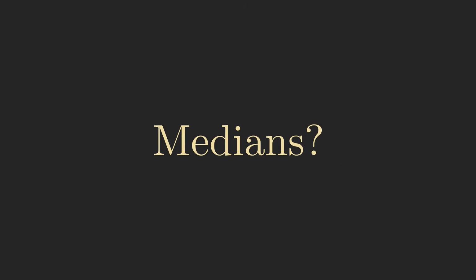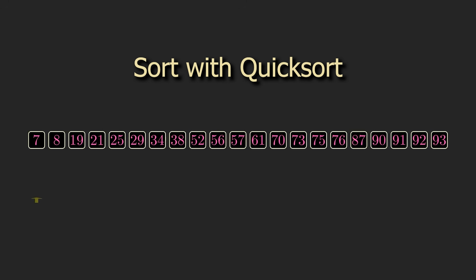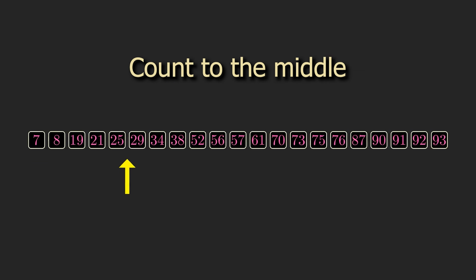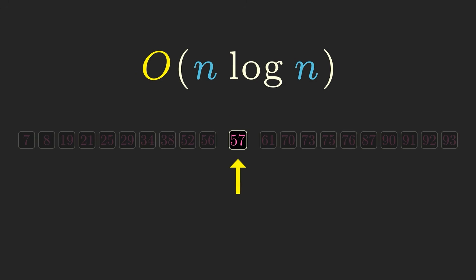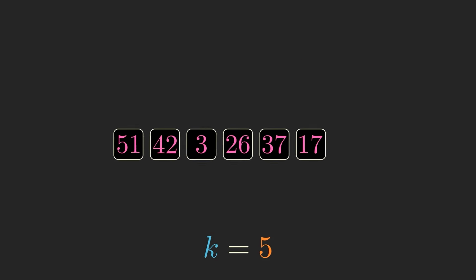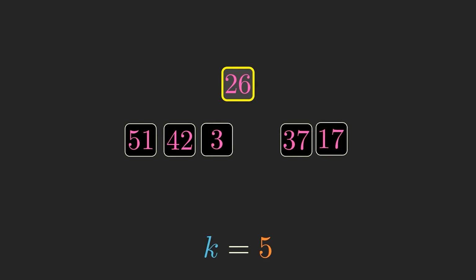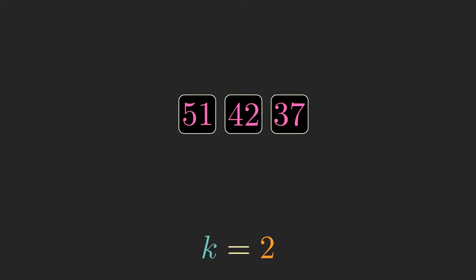What does Quicksort have to do with finding medians? Of course, to find the median of a list, you could just use Quicksort to sort it, and then count to the middle number. But that would have an O of n log n running time, and the whole point of this video is there's a more efficient method. Instead, there's actually a very small modification you can make to Quicksort to turn it into a median finding algorithm with an O of n running time.